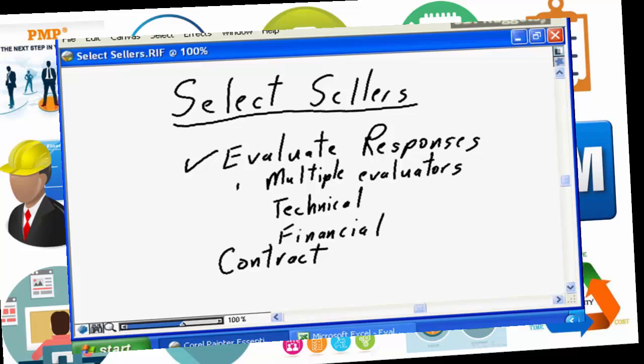The key is you need to use multiple evaluators so there are no personal biases coming into the evaluation, and you need to use the evaluation matrix that we looked at earlier, that we developed earlier, to ensure that the evaluation is fair and straightforward. Often you will do two separate evaluations.